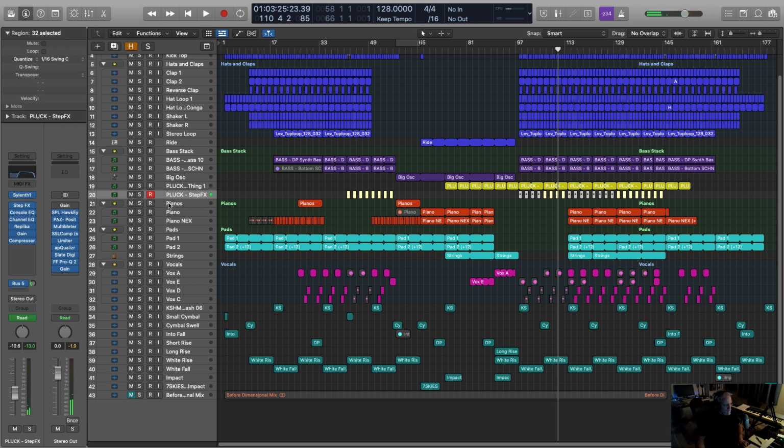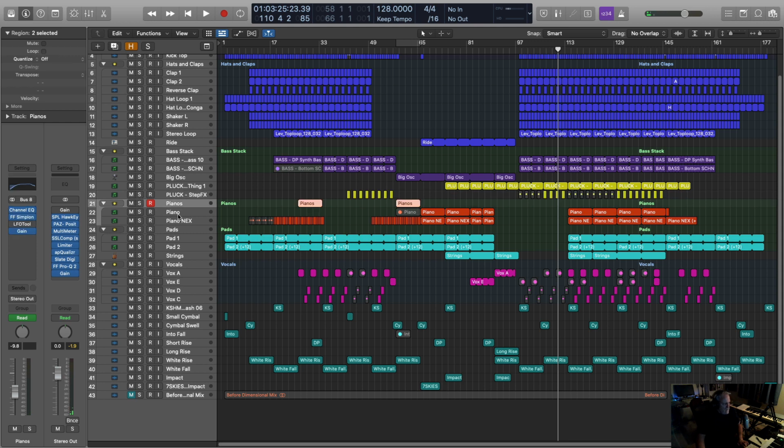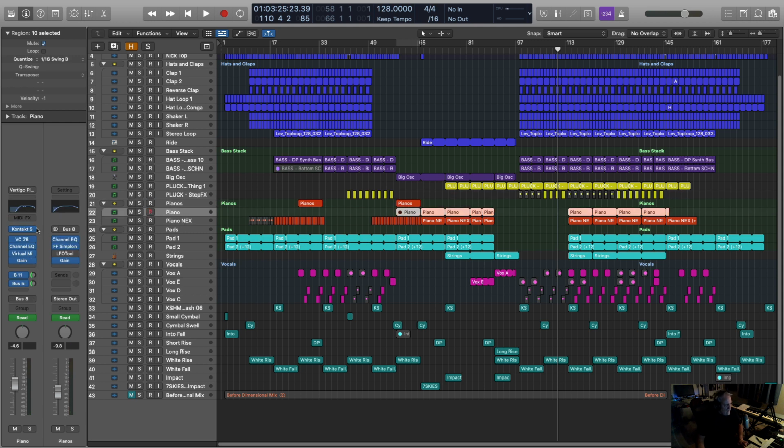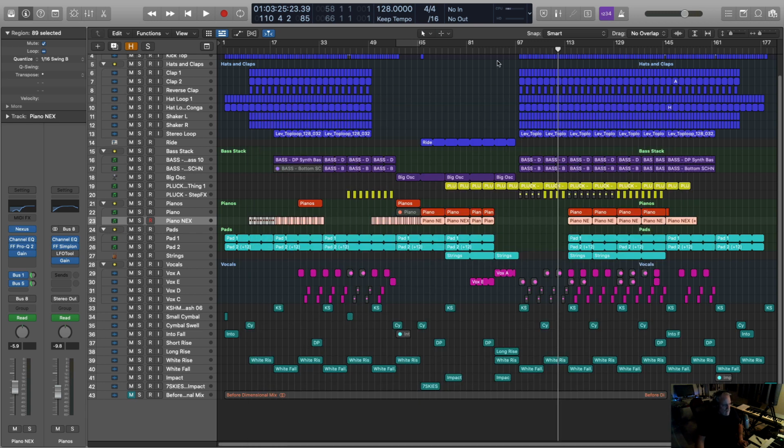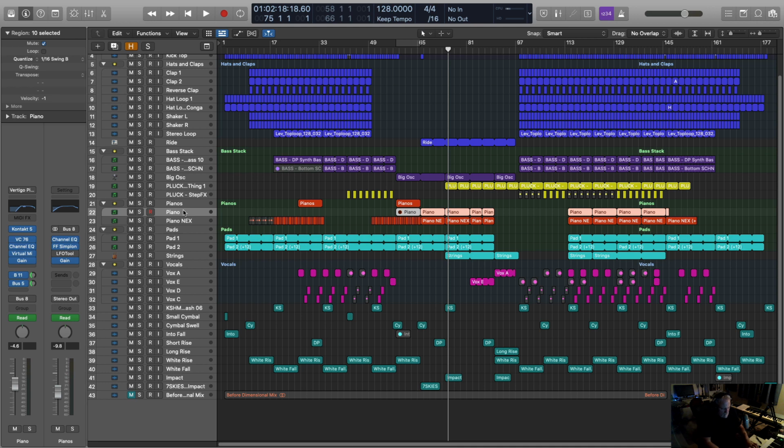And then that brings us to the pianos. Now the pianos, I have two layers. I have a Contact 5 with the Grandeur piano selected. Then I have a Nexus piano. I don't remember which one it is. It's the Century out of the ROM extension 2. All right. Now, that's actually an octave lower, so I had to bump the MIDI on that one up 12 semitones. So let me just play this part, this one here.